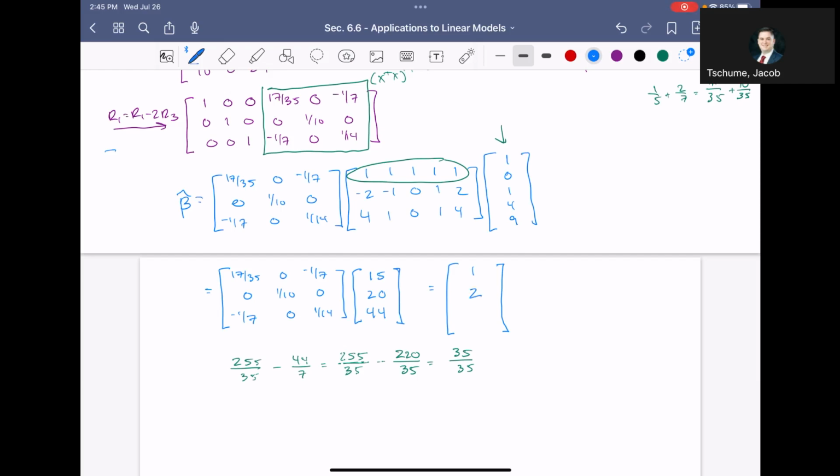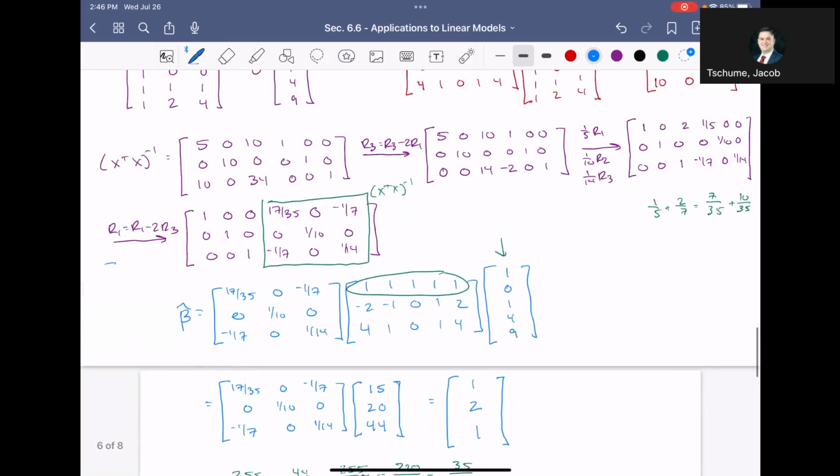And then finally, multiplying the last row times the column, you should get negative 15 over 7 plus 44 over 14, which is negative 15 over 7 plus 22 over 7. That's really nice. 7 divided by 7 is 1. And so you have found your 3 beta values that find the best approximation possible.